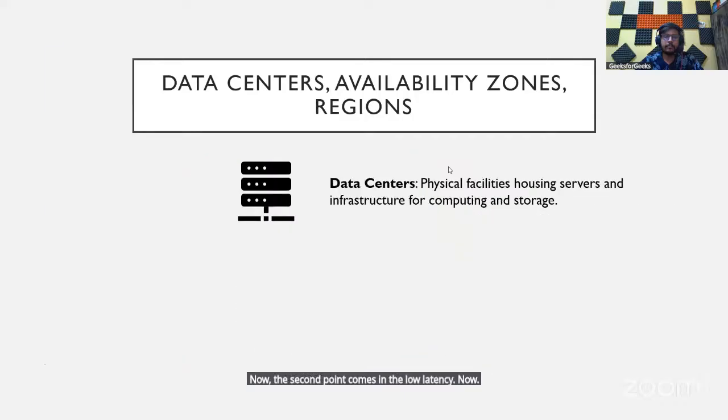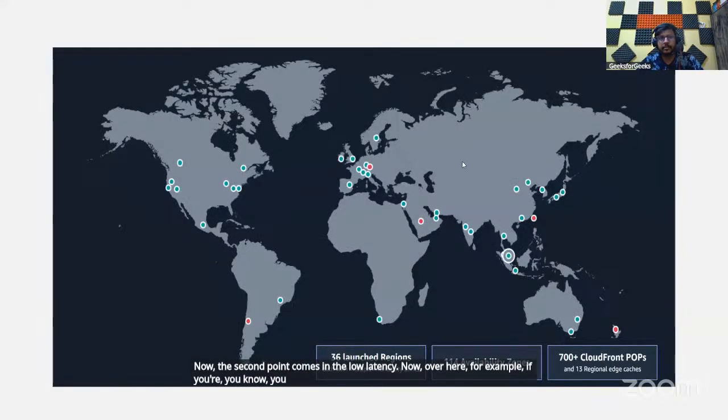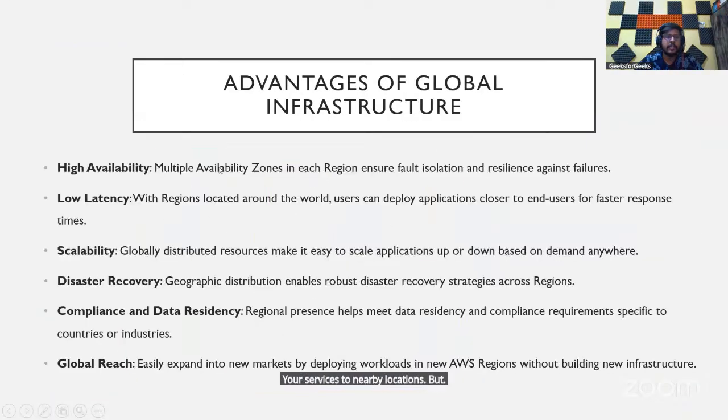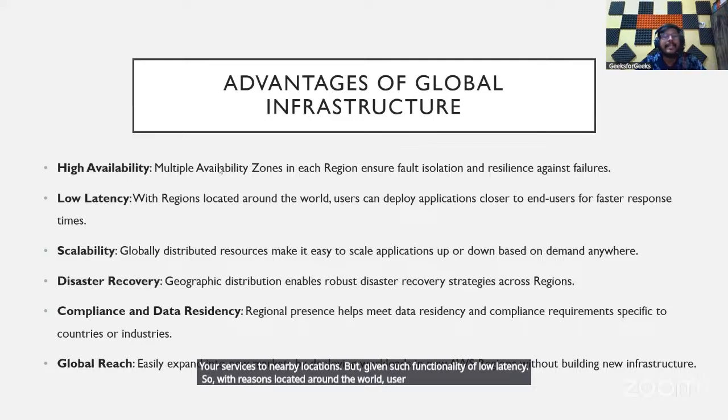Now over here, for example, if you build an application and it's working fine, and through analysis you get to know about your user base in the US, and you're running your application on India servers, it's better to shift your services to a nearby location to give low latency. So with regions located around the world, users can deploy their application closer to the end user for faster response times. Okay, so this is what low latency means.